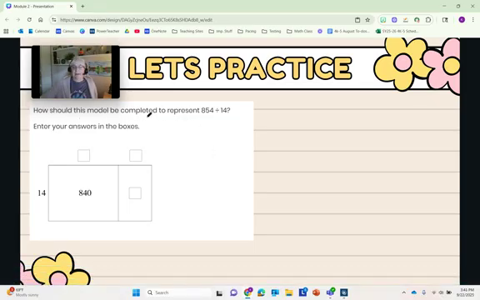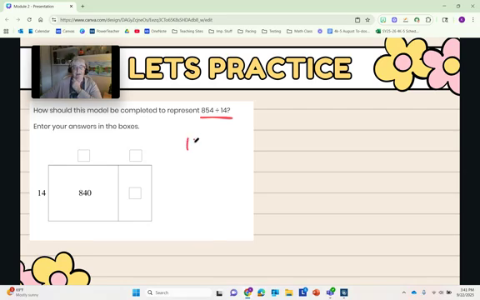How should this model be completed to represent 854 divided by 14? Well, they've given us the 14 on the side. They've told us that we're going to have a group of ones and a group of tens for the separation at the top. And we also know that 14 times a number gives us 840, but we don't know what that number is. We know it's going to be a multiple of 10 though, because this is our multiples of 1 and this is our multiples of 10. So, okay, we can start playing around.